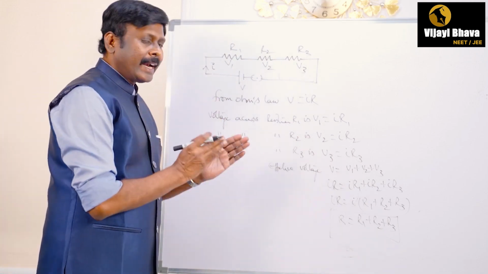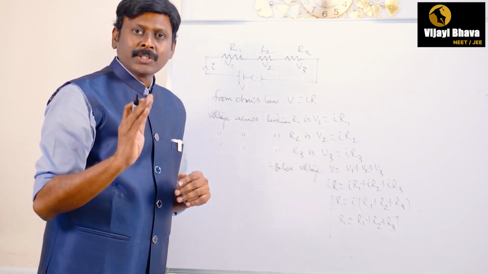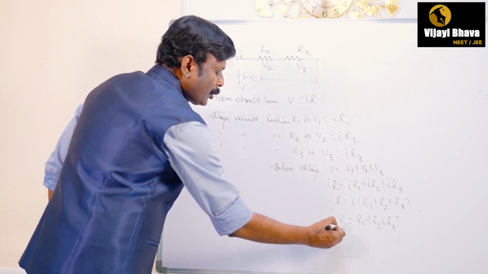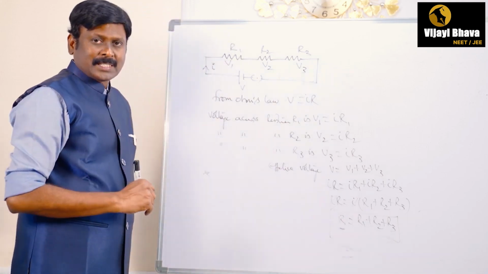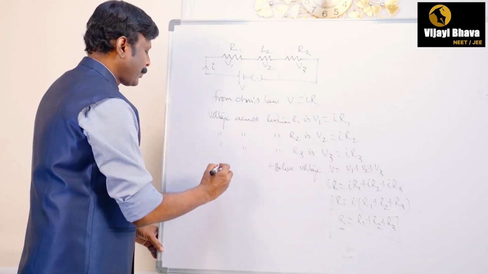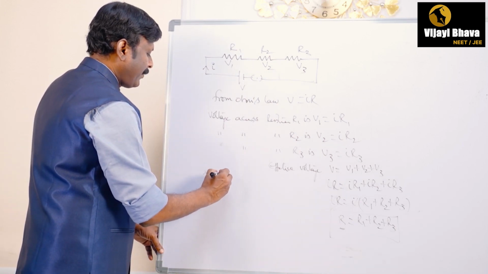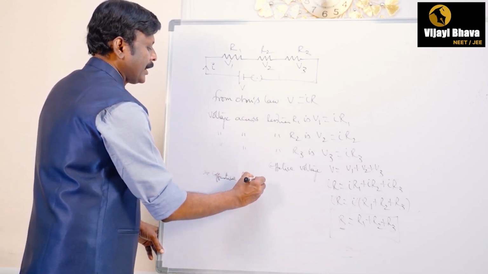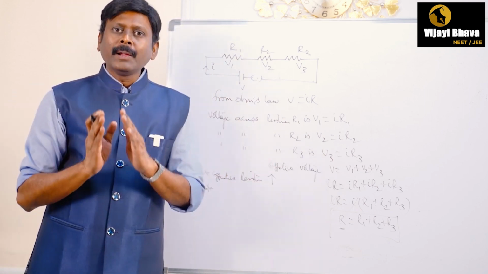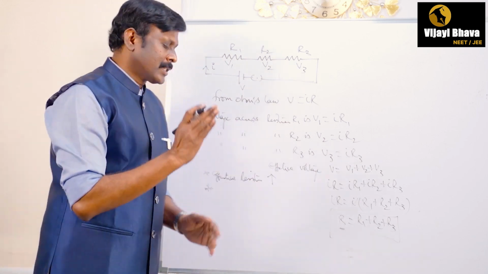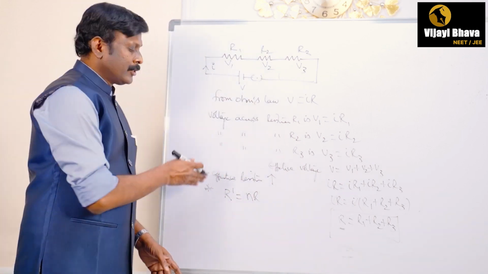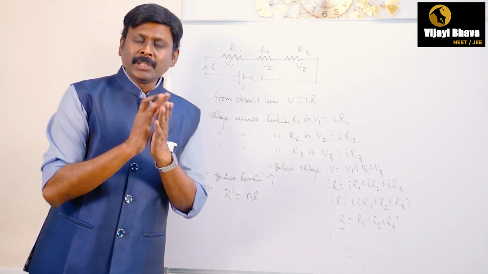Now, let us add some more points so that it helps you for IIT and NEET preparation. If you observe the effective resistance being the sum of the individual resistances, the effective resistance in series combination increases. So there is a point that will be a theory bit. If there are n number of equal resistors, then the effective resistance R dash is given by nR. These two may help you in IIT and NEET preparation.